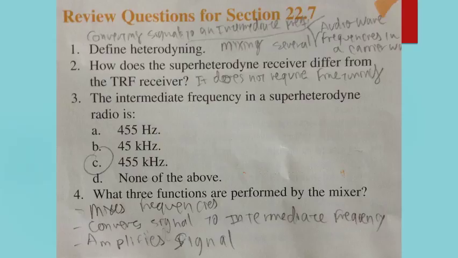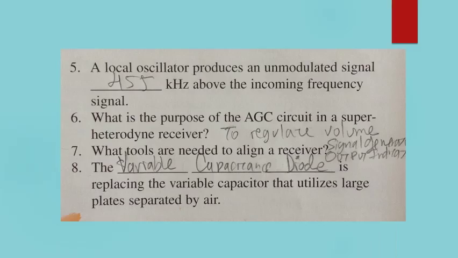Question 4, what 3 functions are performed by the mixer? And that is that it mixes frequencies, converts the signal to the intermediate frequency, and amplifies the signal. Question 5, a local oscillator produces an unmodulated signal of 455 kilohertz above the incoming frequency signal. Question 6, what is the purpose of the AGC circuit in a superheterodyne receiver? That is to regulate the volume automatically. Question 7, what tools are needed to align a receiver? That is a signal generator and an output indicator or meter.